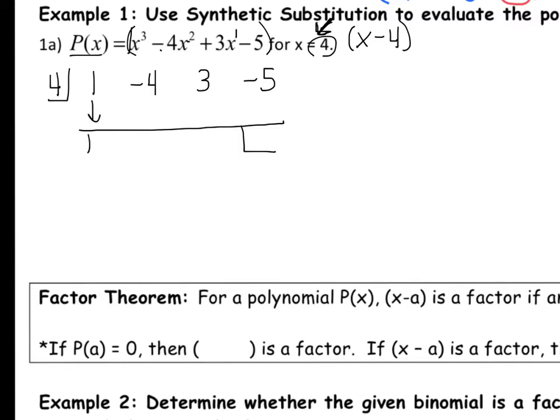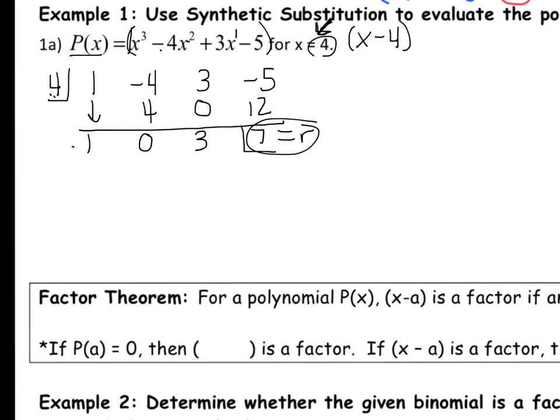So we drop the 1. 4 times 1 is 4. Negative 4 plus 4 is 0. 4 times 0 is 0. 3 plus 0 is 3. 4 times 3 is 12. And negative 5 plus 12 is 7. So our remainder is 7. Alright, that's what they wanted us to figure out. We're basically finding the remainder, what's in that box. So that's how you do that, using synthetic substitution, is what they're calling it.